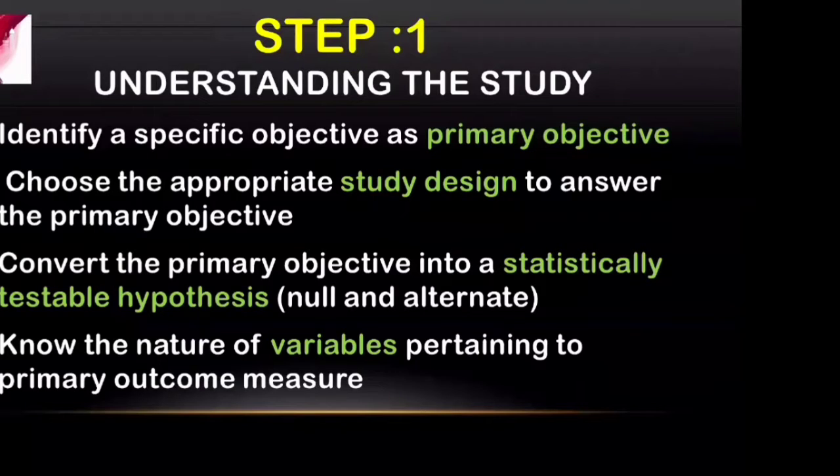Understanding the study. This is the most important step. If you are going to do this step properly, all the steps will be easy. First, you try to identify a specific objective as a primary objective. Then find the study design to answer your primary objective. The third step is convert your primary objective into your statistically testable hypothesis. And fourth is understand the variables for your primary outcome measure.